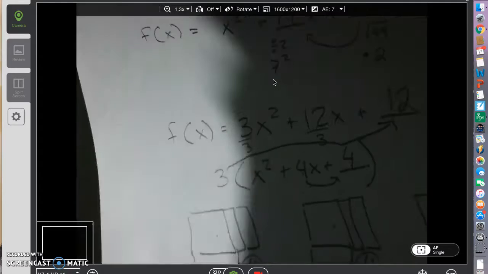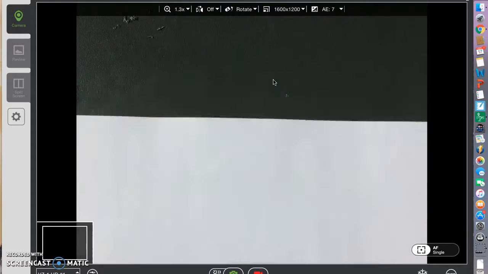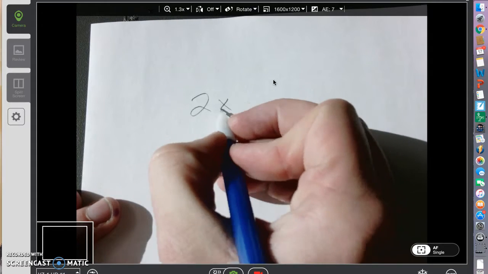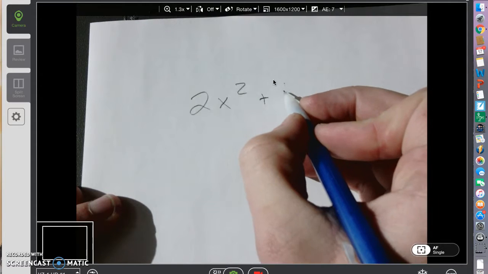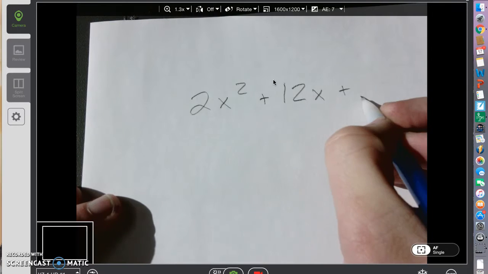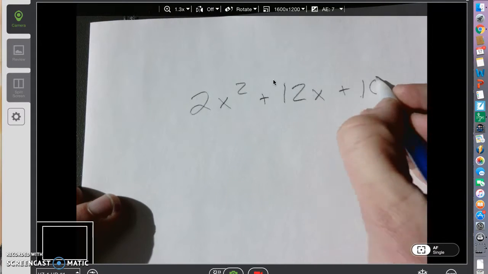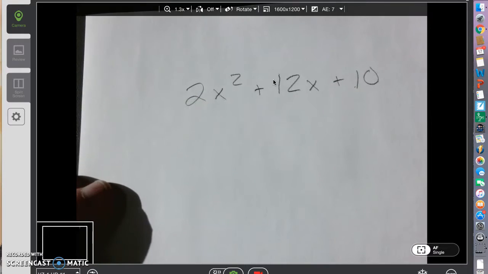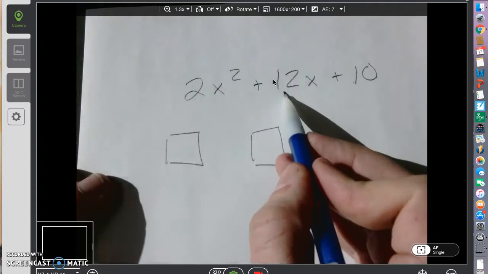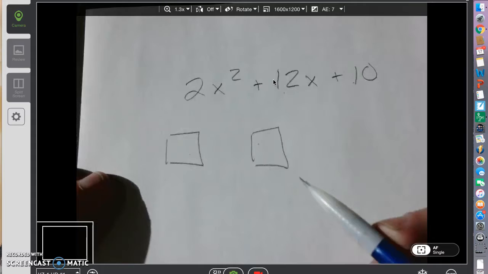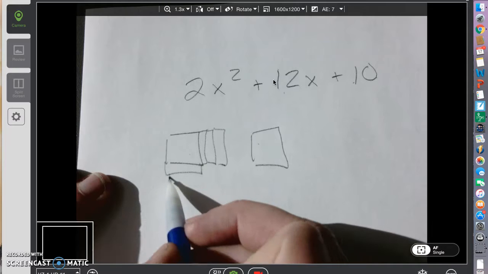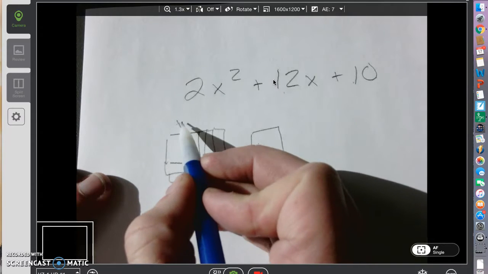Second is converting to standard or vertex form. Again, you can draw a picture. So if I gave you 2x squared plus, what's a good one, 12x plus, I don't know, 10, and I said draw a picture for this. If we drew a picture, there's an x squared, there's an x squared. If I have 12 x's split between 2, that's 6 x's in total, which means that there's going to be 3 on each side. So this is x plus 3.